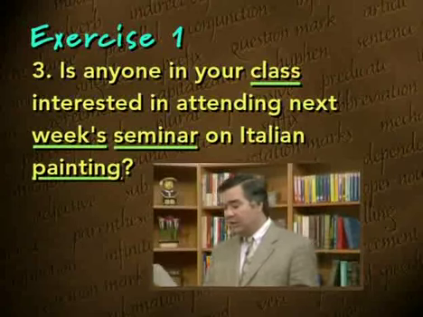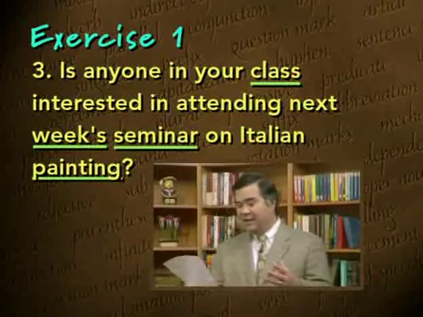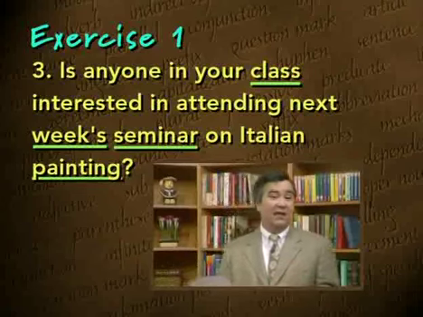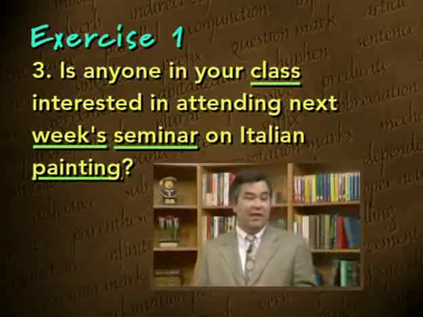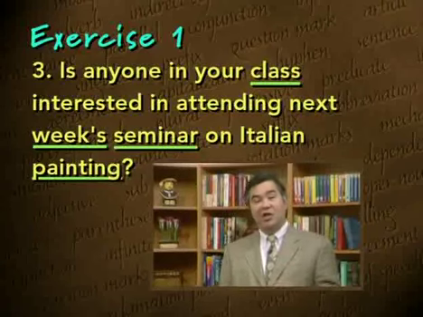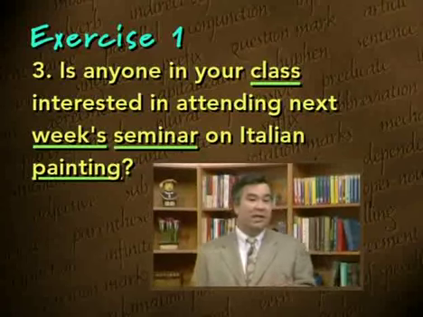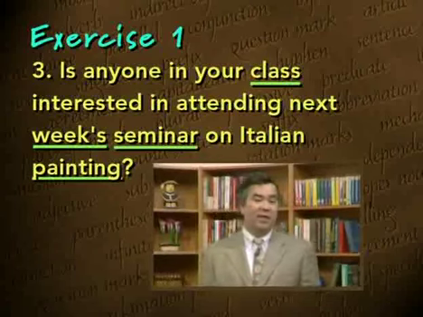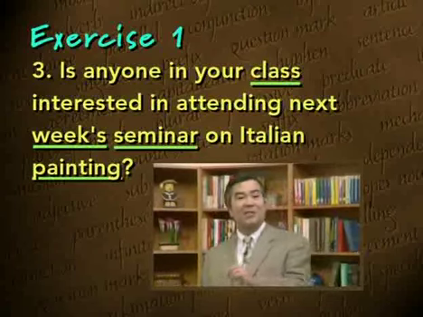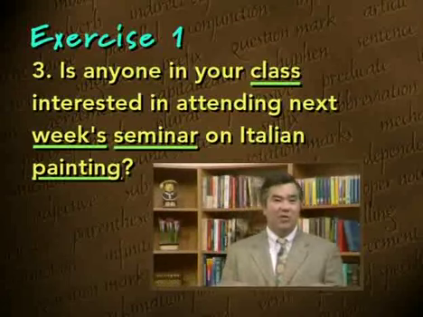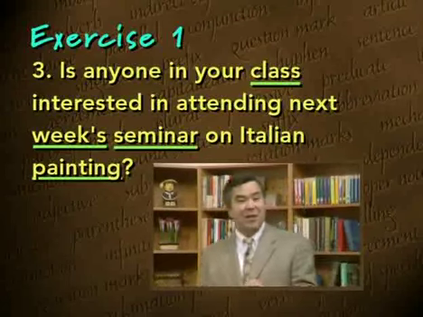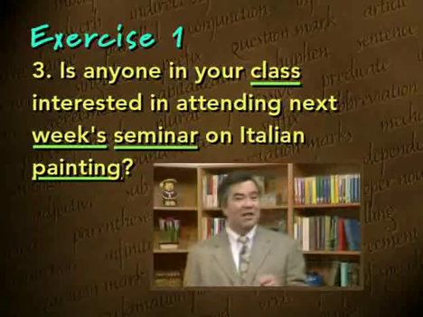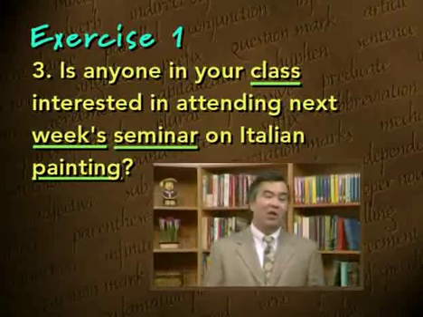You might be curious about the second noun here, weeks, which ends with an apostrophe S. The apostrophe S is usually used in English to turn a noun into a possessive noun. You use the possessive form of the noun when describing something that belongs to or is related to the noun. In this case, the seminar belongs to next week or is related to next week. Next week is when that seminar is going to be held.